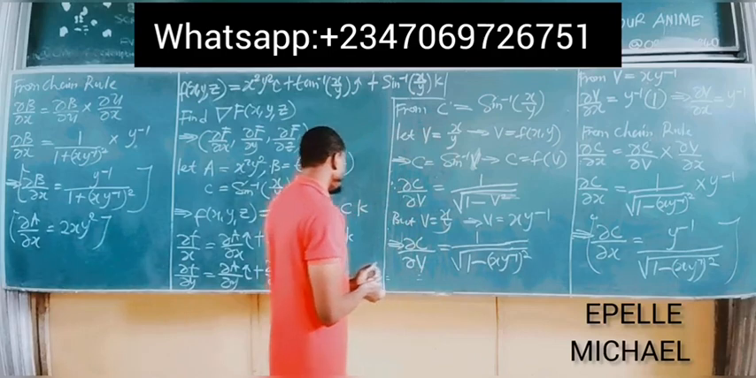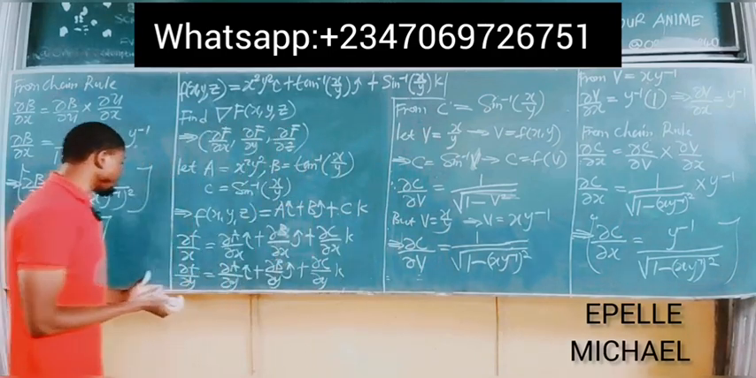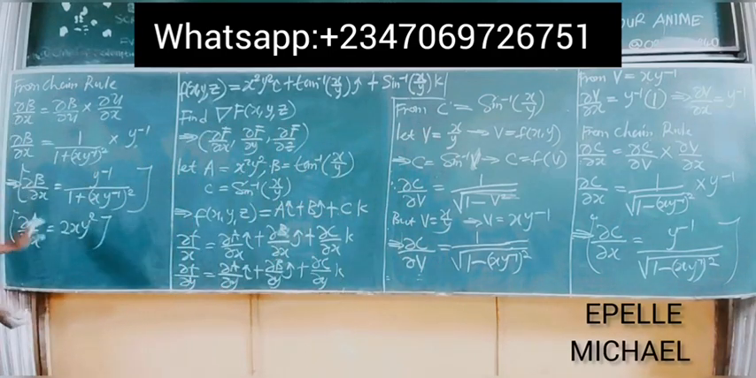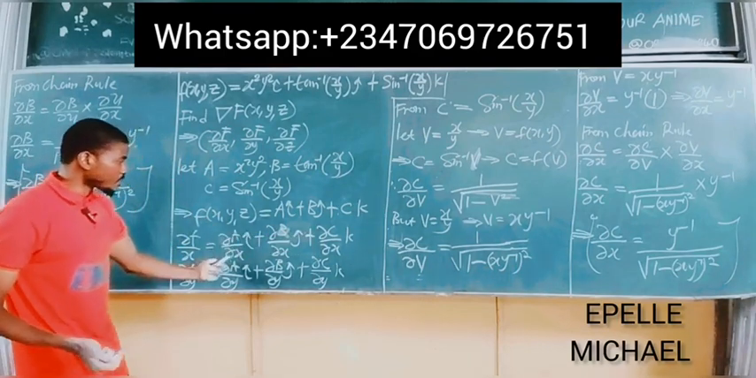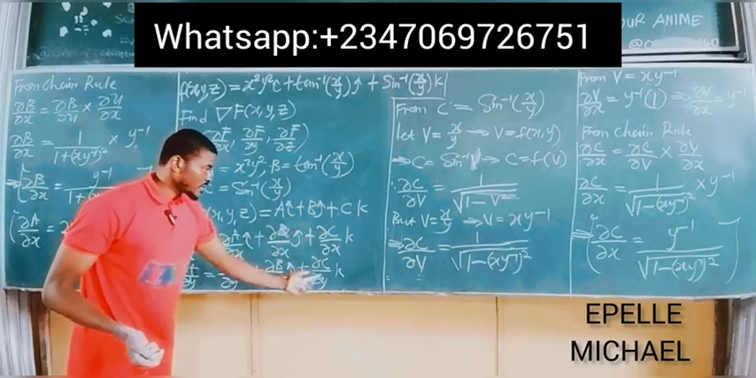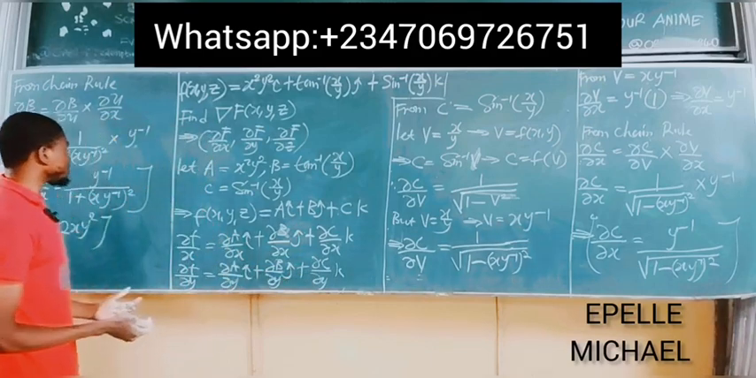So we know partial a partial x, we know partial c partial x, we know partial b partial x. We can now form the first derivative, partial a partial x plus partial b partial x plus partial c partial x. Okay, let's do that and see.